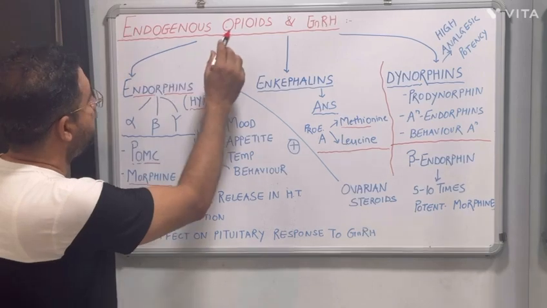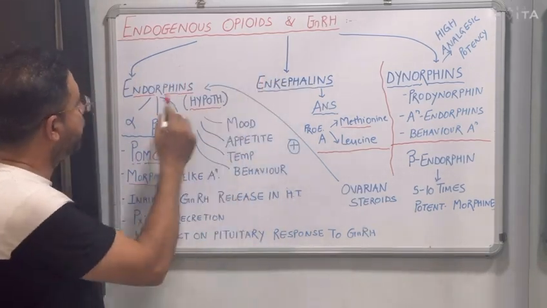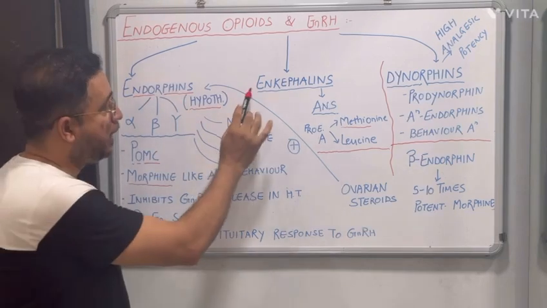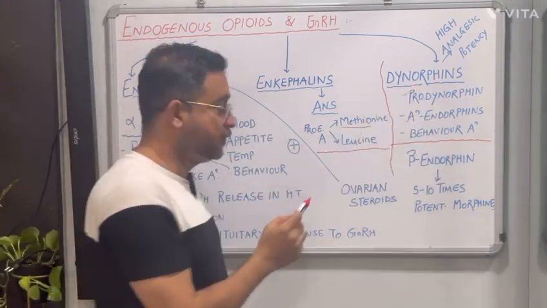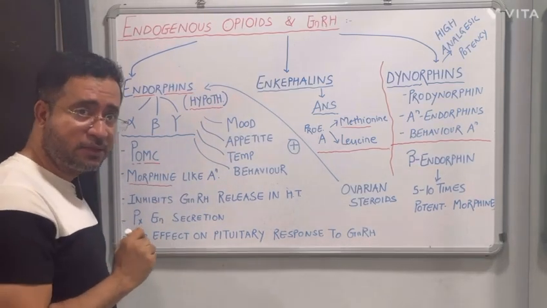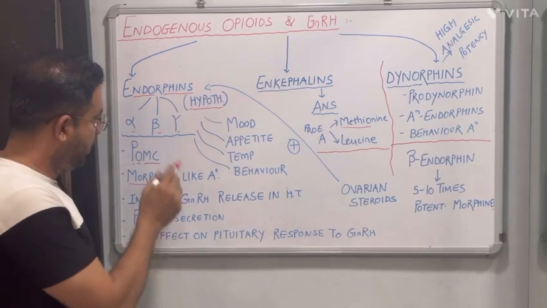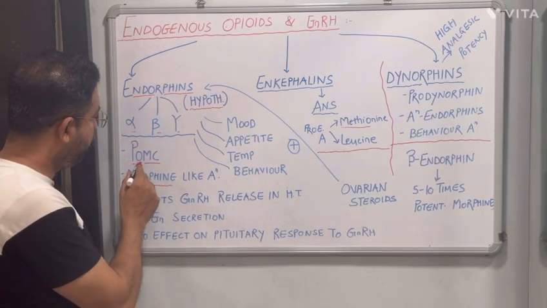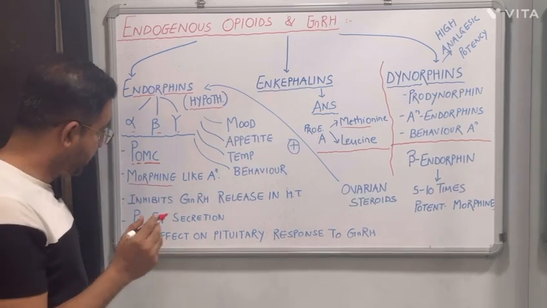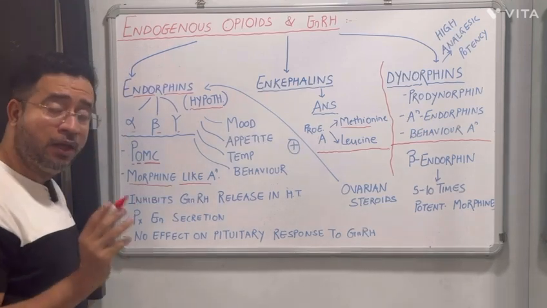So, how do endogenous opioids control GnRH? Endogenous opioids are endorphins, enkephalins and dynorphins. Endorphin, which is mainly synthesized in the hypothalamus, has an alpha, beta and gamma subunit. The precursor molecule is pro-opiomelanocortin and it has an action which is similar to morphine.